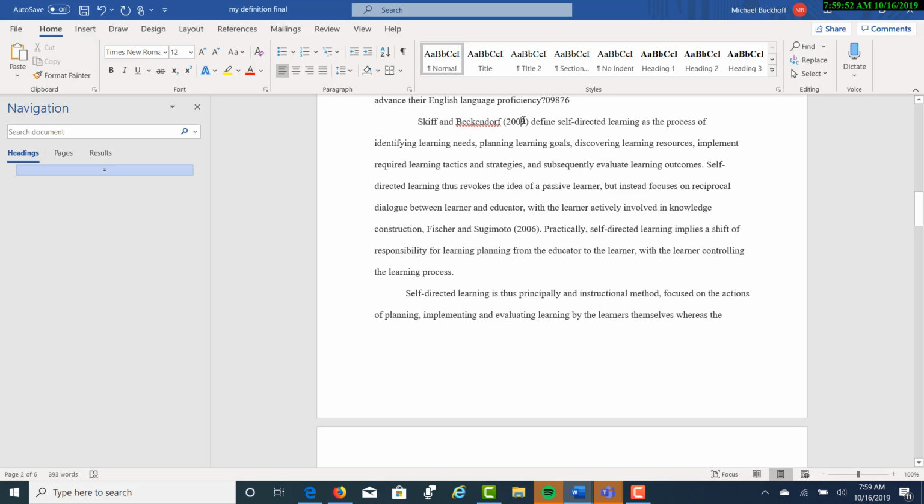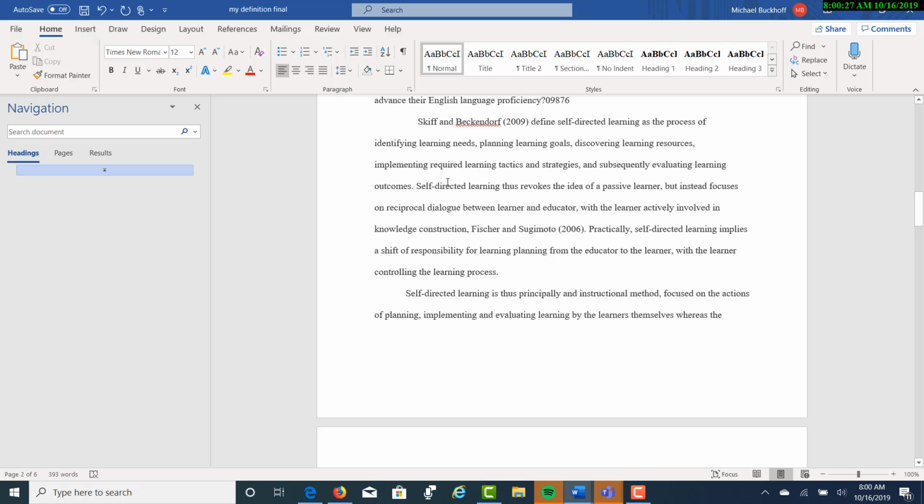Okay, let's look at your one paragraph where you do talk about it. So Skiff and Beckendorf define self-directed learning as a process of identifying learning needs, planning learning goals, discovering learning resources. You can change this to implementing required learning tactics and strategies and subsequently evaluating learning outcomes. Why did I do that? You started off with identifying, planning, discovering. Then you have implementing, and then you have evaluating, so everything is parallel.